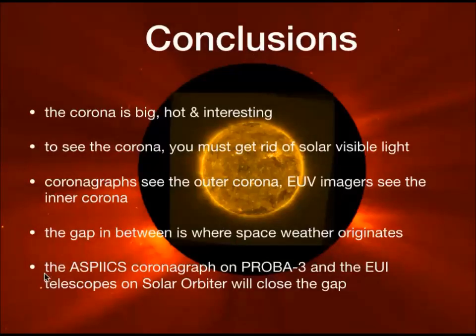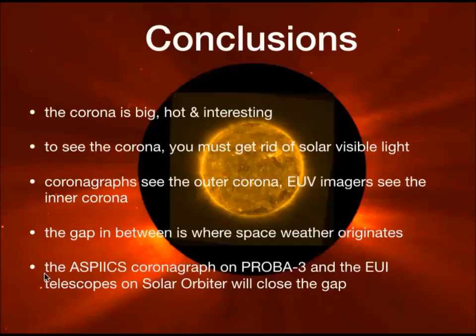So that brings me to my conclusions. I hope I gave you a convincing overview that the corona is not only big and hot, but also interesting. The main problem with observing the corona is that the sun itself is 1 million times brighter, so you must get rid of that signal somehow before you can see the corona. Coronagraphs solve that with their occulting disk, and UV imagers solve that by aluminium foil and these multi-layer coatings that only reflect the high temperature emission, let's say. These 2 solutions work nice on their own. If you combine them, it's even better, but still it doesn't match very well.